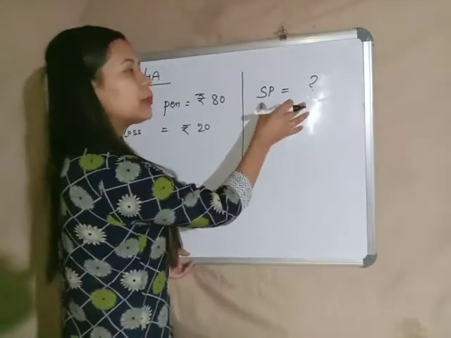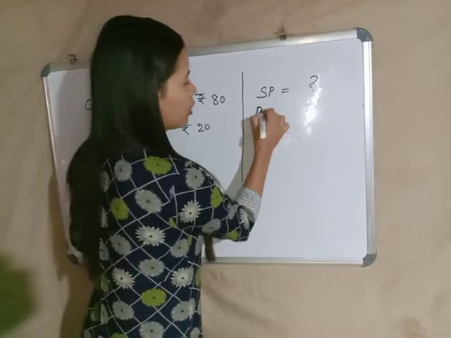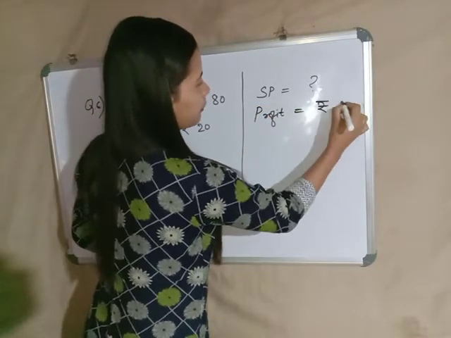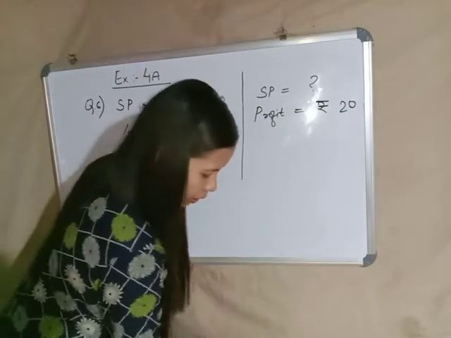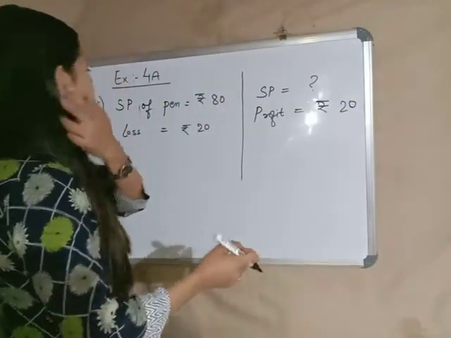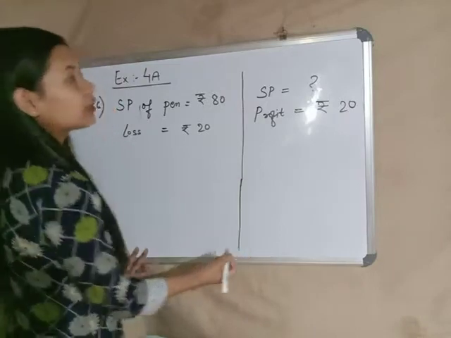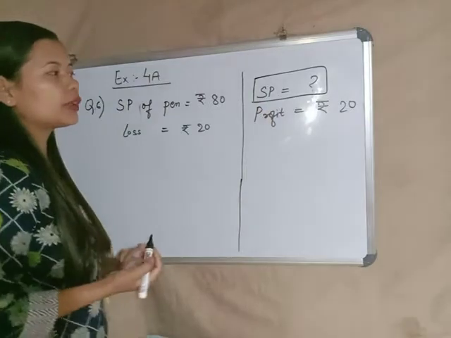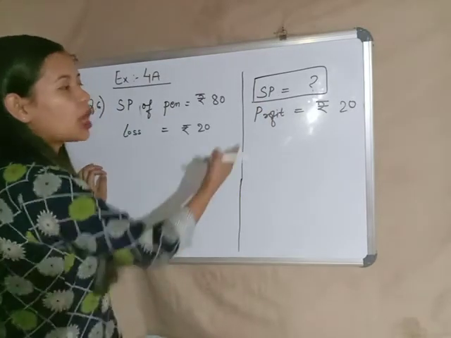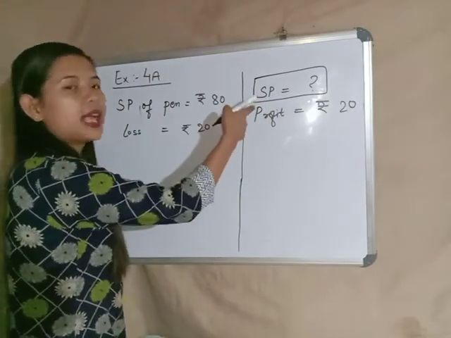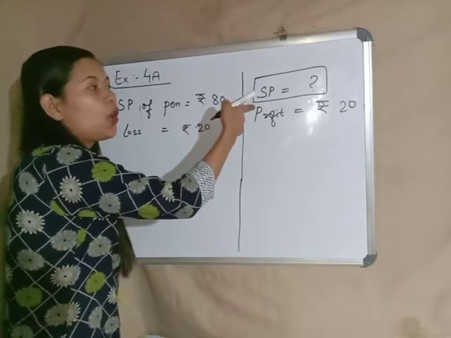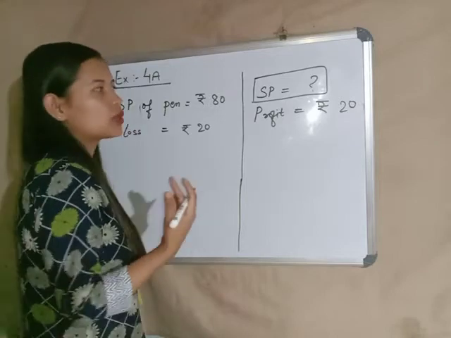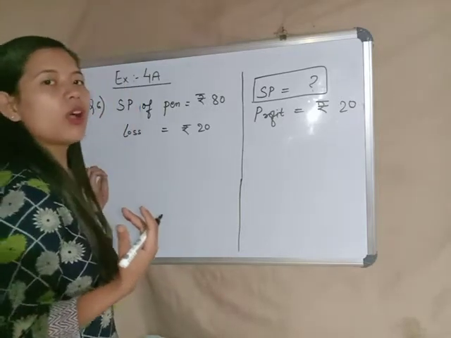They want to sell the pen in such a way that they make a profit of rupees 20. So our main problem here is to figure out what is the selling price, isn't it? We need to look for the formula that relates profit, selling price and cost price. Why? Because every deal that we do, every transaction that we do is on the basis of cost price.